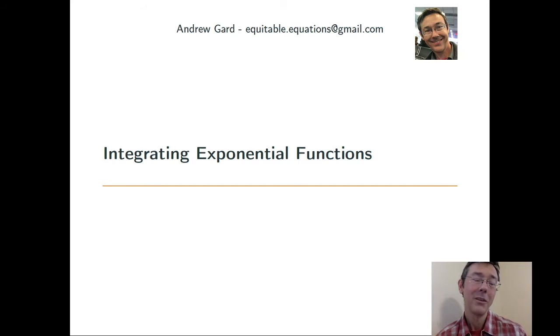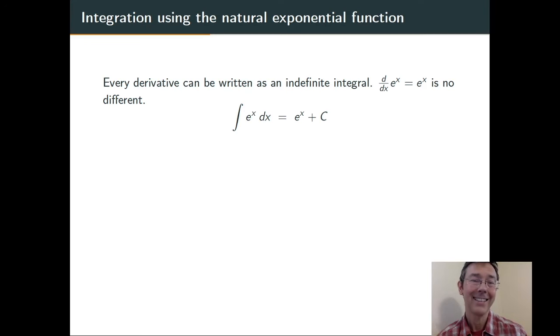Hey everybody. Today we're going to start integrating e to the x. We know how to differentiate e to the x. It's super simple. The derivative of e to the x is just e to the x. Flipping that around, we get a rule for the indefinite integral of e to the x dx. It's just e to the x plus c. The most general antiderivative of e to the x is e to the x plus c.